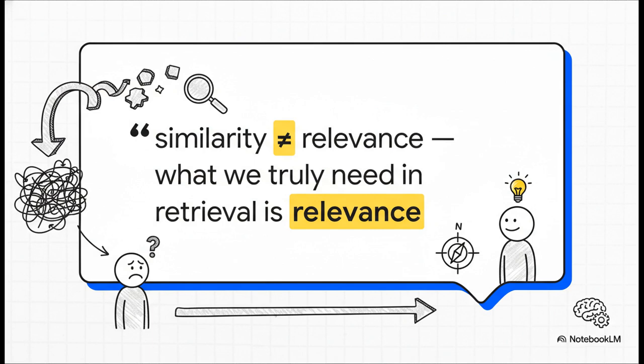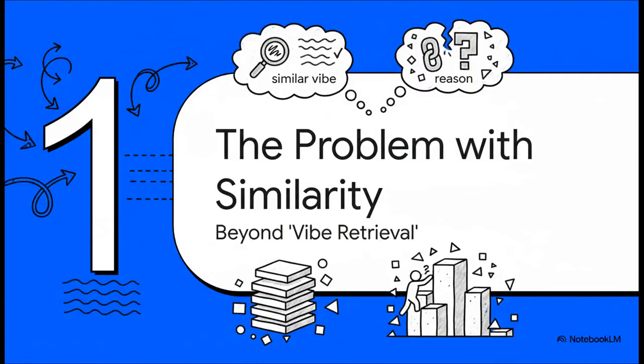This right here, this is the fundamental problem, the thing that frustrates so many of us. Traditional vector-based RAG, it's all built on this idea of semantic similarity. But what we actually need to get accurate answers is relevance. And as you can see, they are absolutely not the same thing. So let's talk about that for a second.